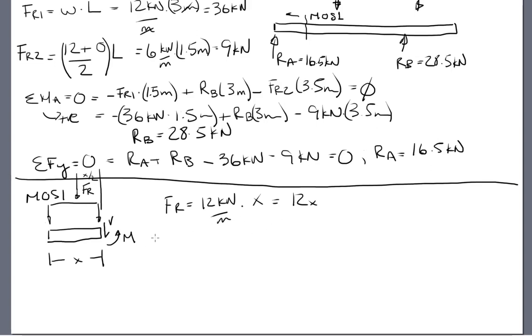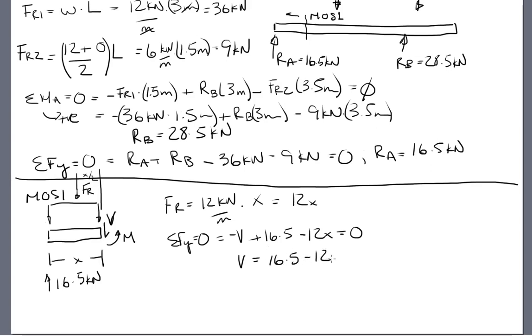But for doing shear, let's just look at shear for a second. So we know we have 16.5 kilonewtons here. We have an FR coming down. We have some unknown V here. So we've got sigma Fy equals 0 equals negative V plus 16.5 minus 12x equals 0. So V is equal to 16.5 minus 12x.